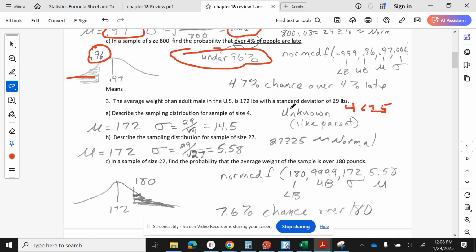Now we should read. Up here, it doesn't say if the distribution is normal. It doesn't say if it's skewed left, skewed right. So our distribution would be unknown.